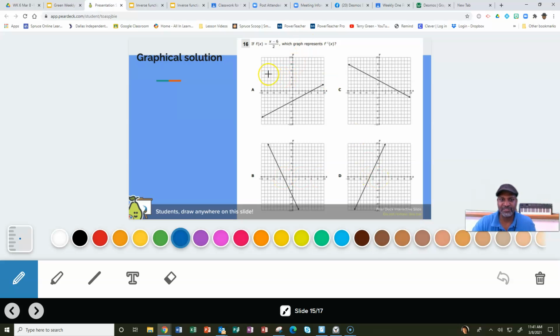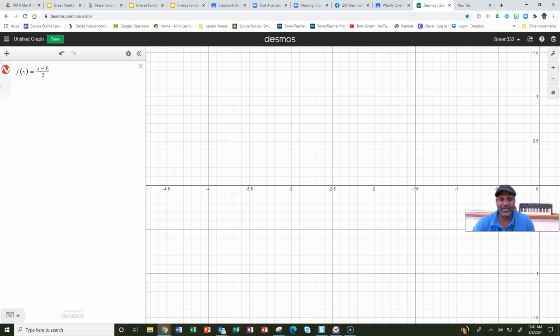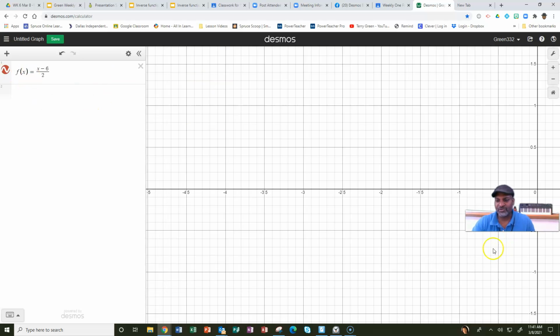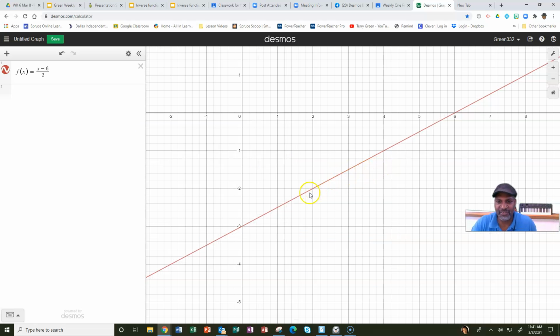So I know the answer is not going to be A. Again, why do I know that? I know that because when I look at my graph, I see that it goes to 0, -3. So the inverse is going to go to -3, 0, which is right here. It's going to go through that. Now let's find another point that's going to be on the inverse. Another point that I can see, if I use my bullseyes, is 2, -2. So my inverse is going to go through -2, 2.